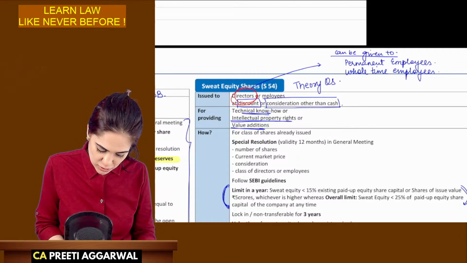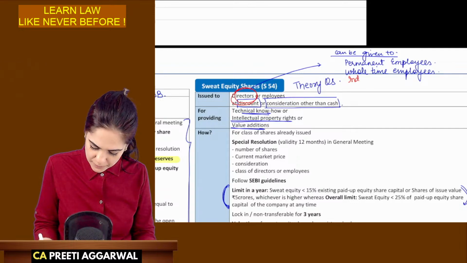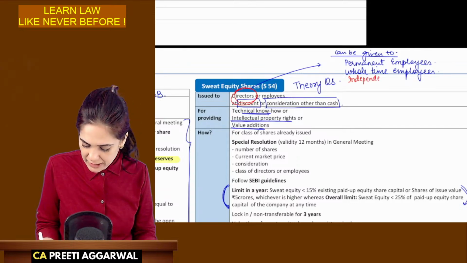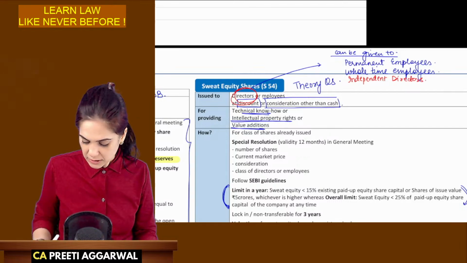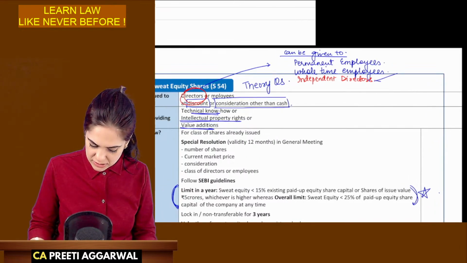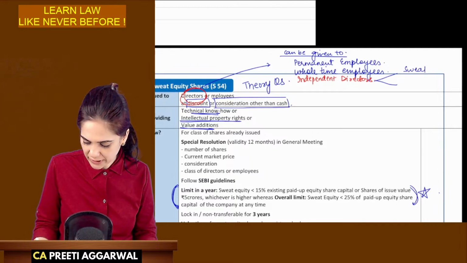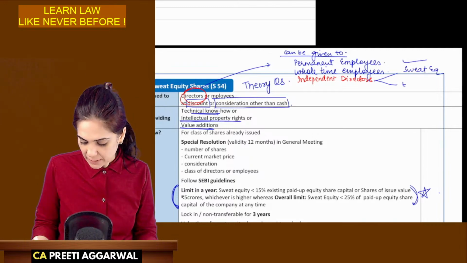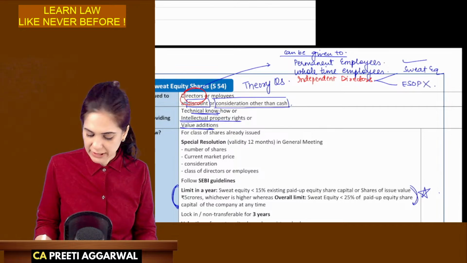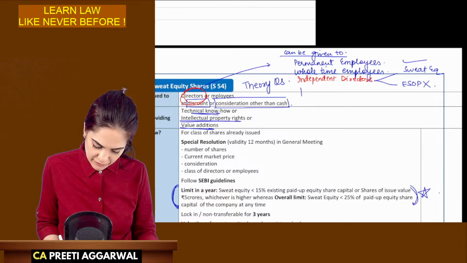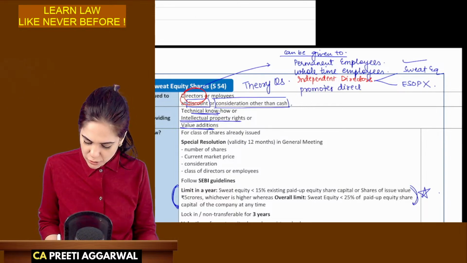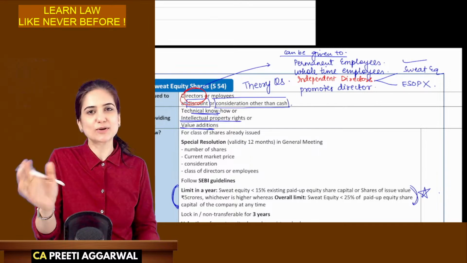Here directors are also included, so it can be given to independent directors. See, independent directors will get sweat equity. They are entitled. But they are not entitled to ESOP because they are not employees. They are independent directors. You can give it to a promoter director. So he was a promoter and he's also the director of the company.